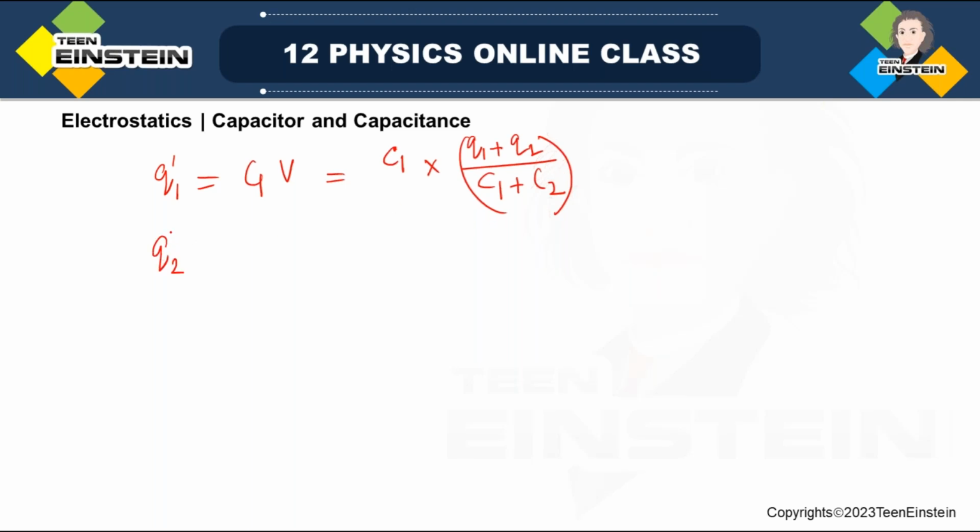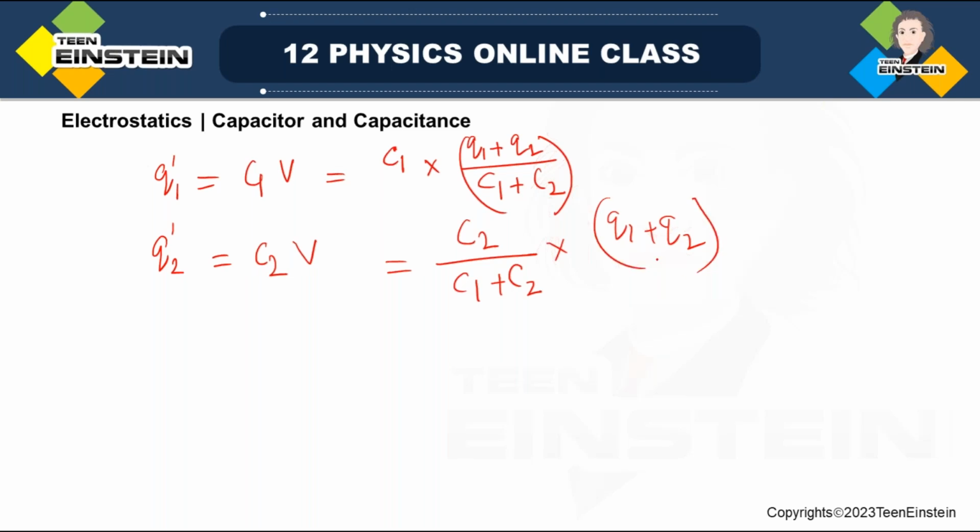Similarly, Q2 prime, how much would we get? Q2 prime will be again C2 times the common potential V. So I can write C2 divided by C1 plus C2 into the total charge Q1 plus Q2. So this is how we can find out the new charges on the capacitors or the common potential. Obviously, the common potential is the one which you have to find out first. Then only you will be able to find out the charges.